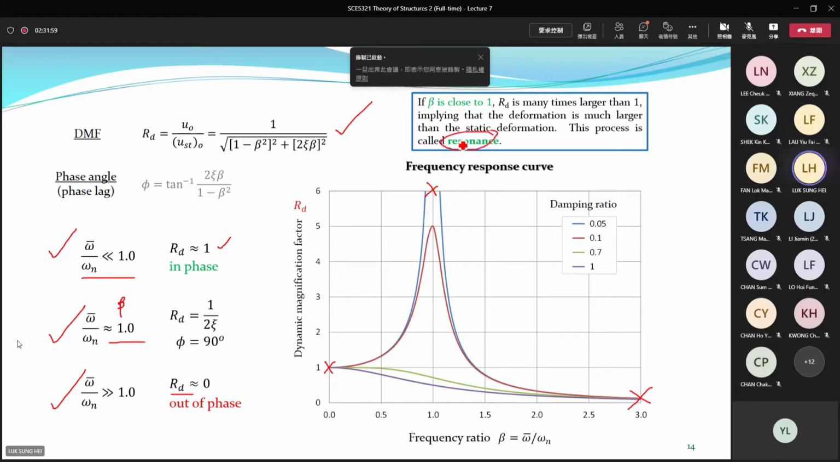At resonance, the structural response becomes very big. So if possible, try to avoid this happening to your structures under consideration, because at resonance the displacement can be n times bigger. Just like here, when damping ratio is equal to 10%, at resonance the dynamic response will be 5 times bigger.